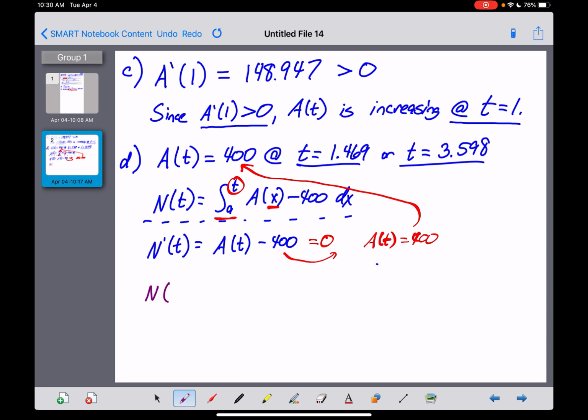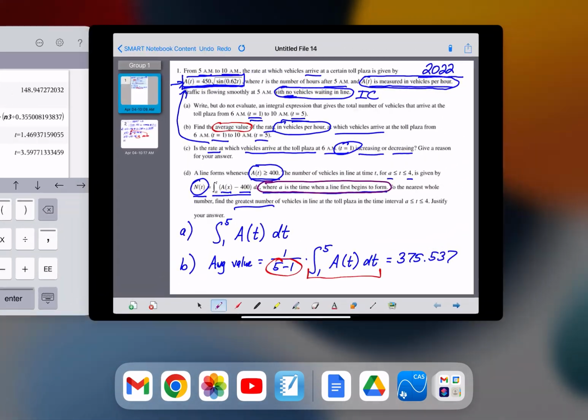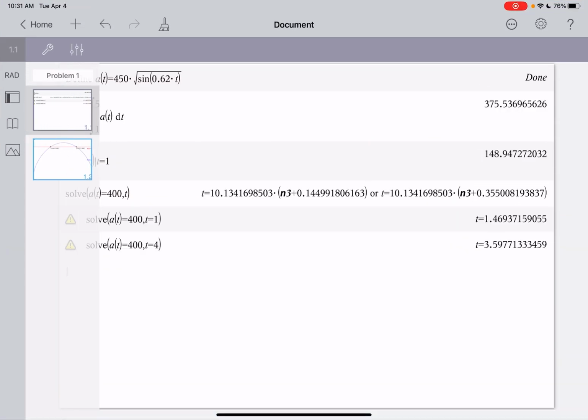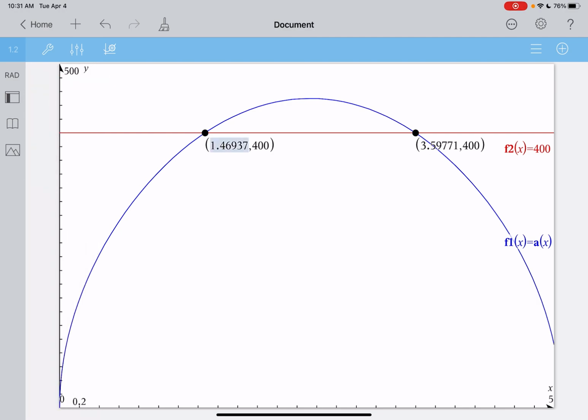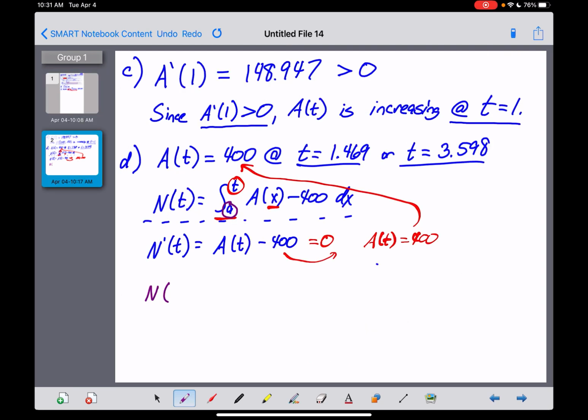Now, the n function begins here at a. And if I went back and read my directions more carefully now, here's what it says, where A is the time when a line first begins to form. And when does the line first begin to form? At the first time right here where these two curves intersect, which is right there at 1.46937, blah, blah, blah. And so what's important about that now that I missed before is that that spot right there is going to be the value that we're going to put in for A right here.